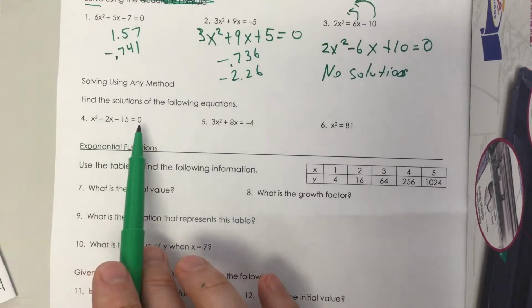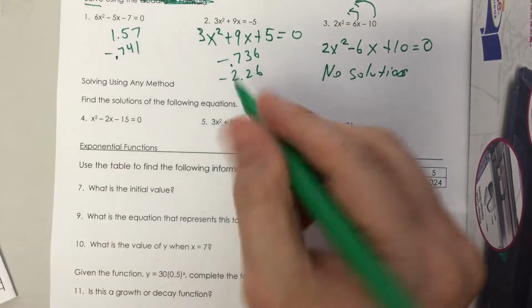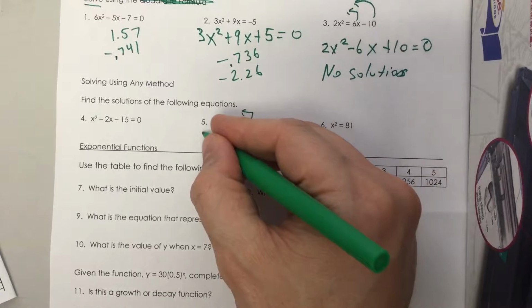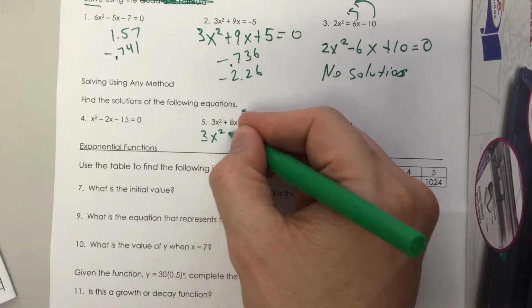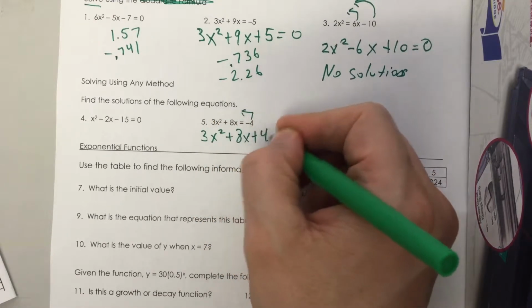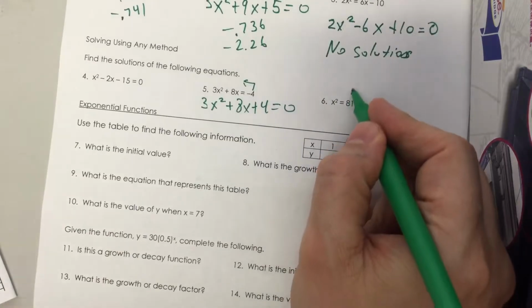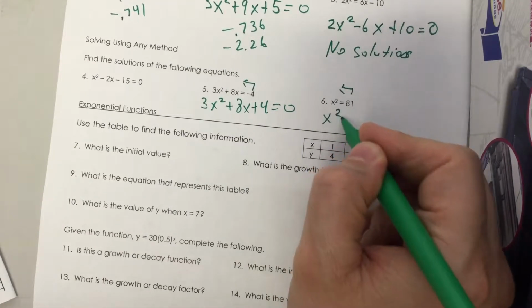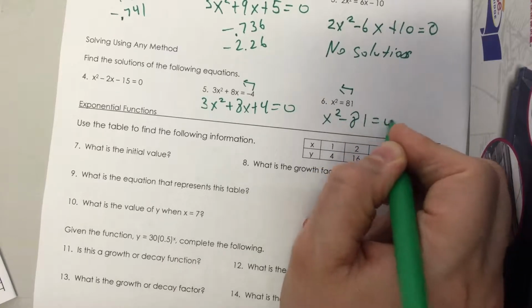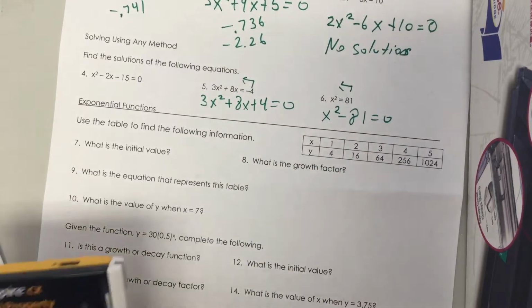This one is set to 0, so we're good to go. This one is not, so I'm going to move the 4 that way. End up with 3x squared plus 8x plus 4 equals 0. This one is not set to 0, so we'll move him over. I get x squared minus 81 equals 0. Let's put those in.